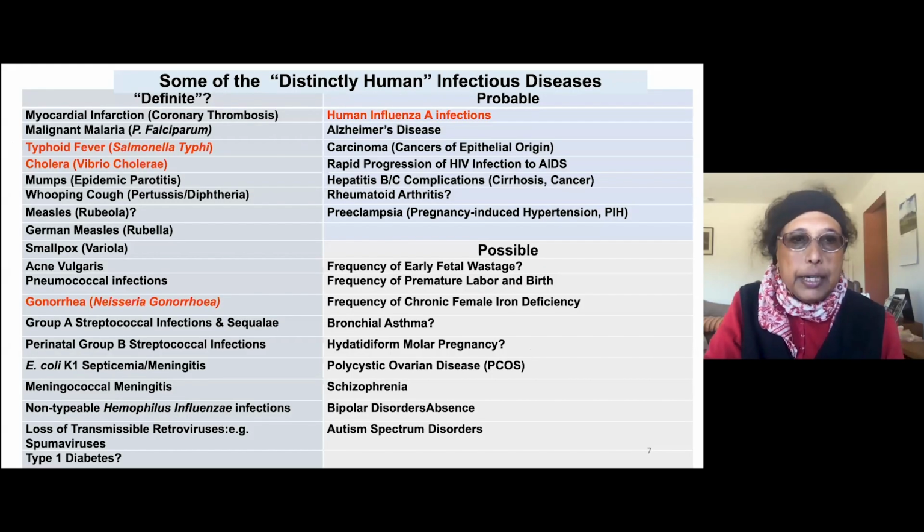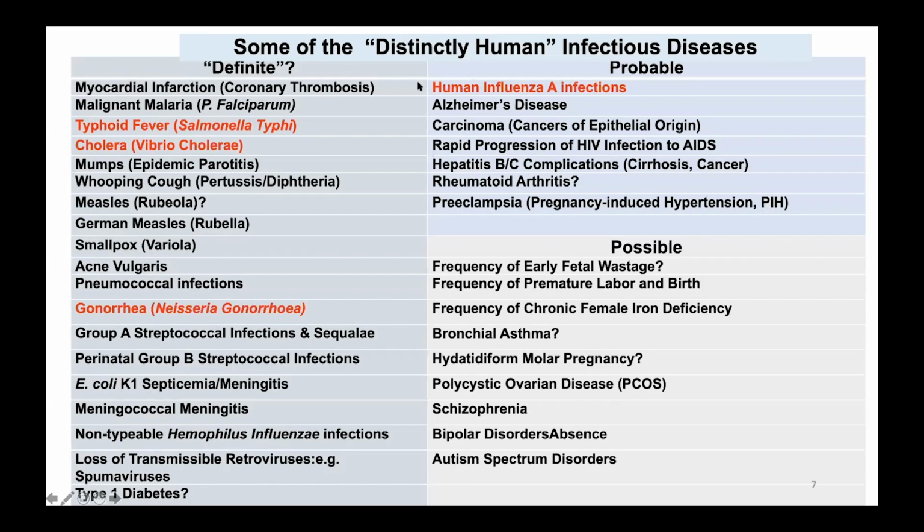So now diving into some of the diseases that may be distinctly human, I'll start off with talking about human influenza and then give you a little background on some of our work on typhoid, cholera, and then gonorrhea.